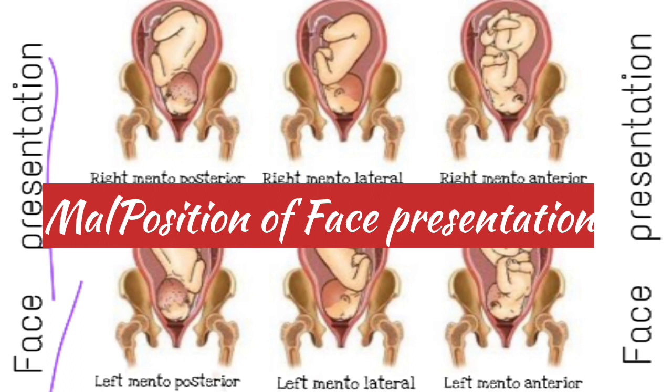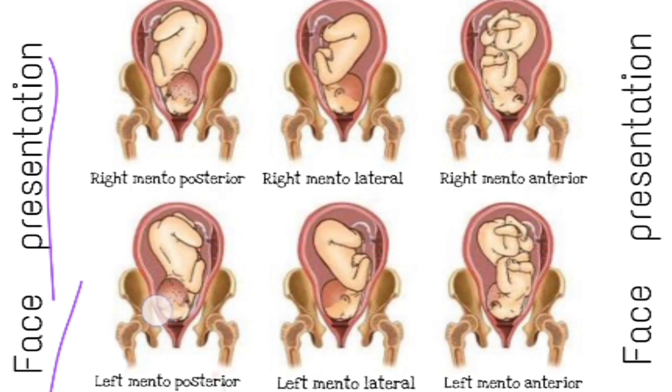Face presentation: in this condition, the baby's face will be visible during the delivery. If the baby is facing this side, it's left side. If the baby is facing this side, then it's right side. If the baby's head is towards the downside, it's anterior. If the baby's face is towards the upside, that's posterior. If it's towards the sideways, then that is lateral. Let's see the malpositions in the face presentation.